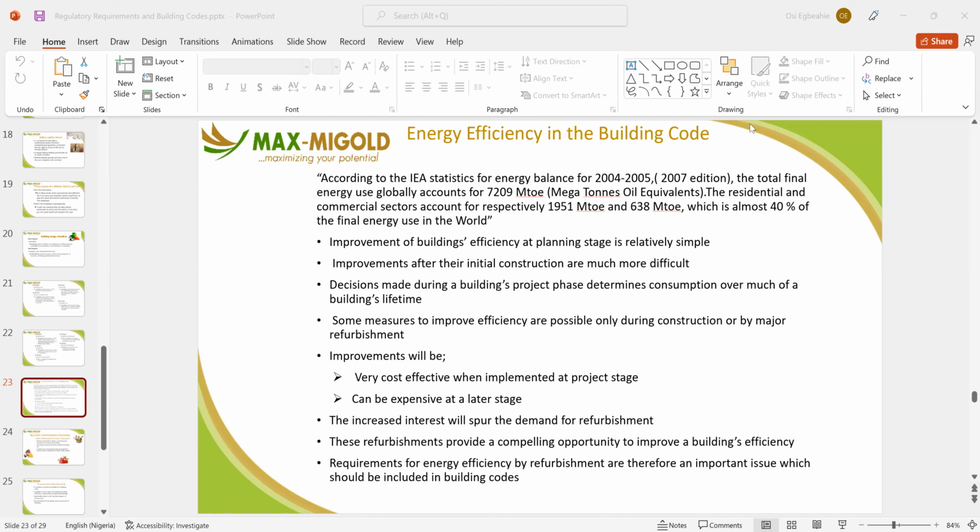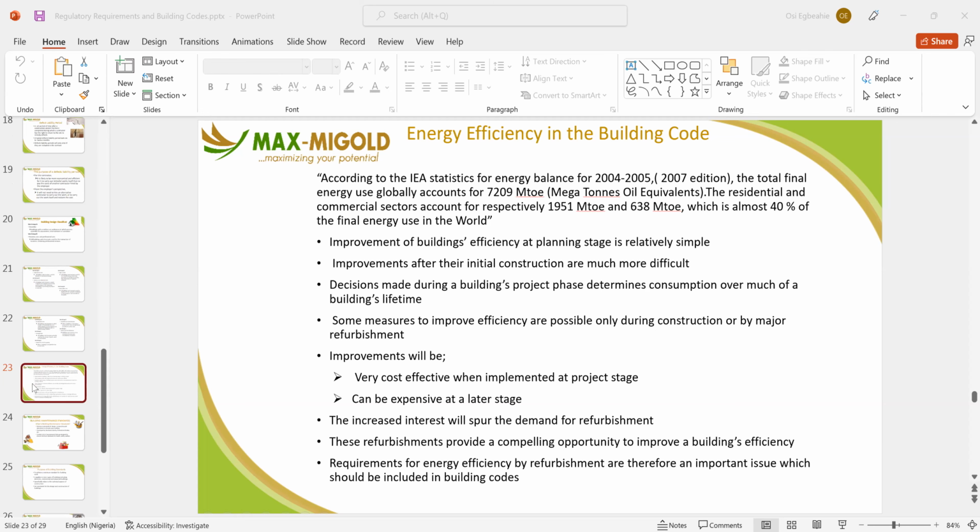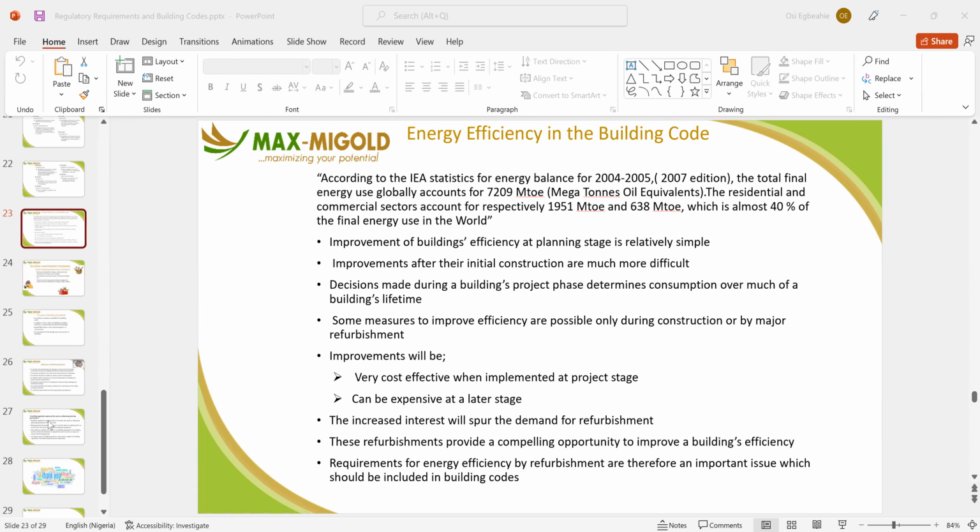Okay. So during the design stage, like I said, that's when most of the time you have the opportunity to prevent waste and put a lot of energy savings into the planning. Improvements after the initial construction are much more difficult. When construction has been done, improvement becomes more difficult. Decisions made during a building project phase determine the consumption over much of a building's lifetime.